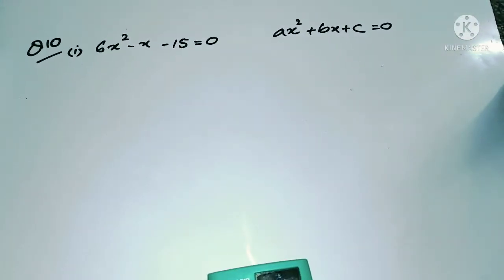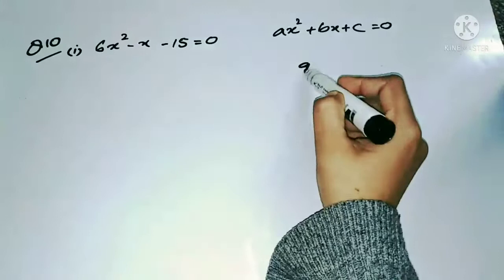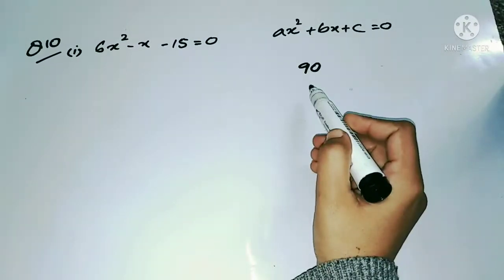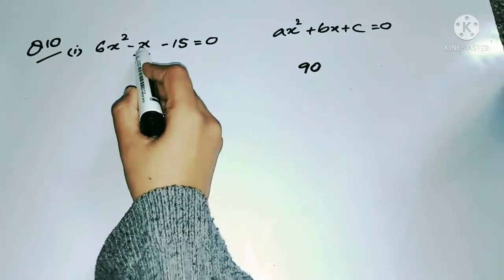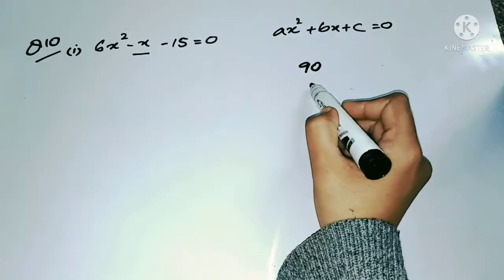Okay students, when you multiply 15 with 6, you will get 90. Now you have to choose two factors that when you multiply them, you will get 90, and when you will add or subtract, here you can see that the coefficient over here is 1. So when you will add or subtract, you can get 1.